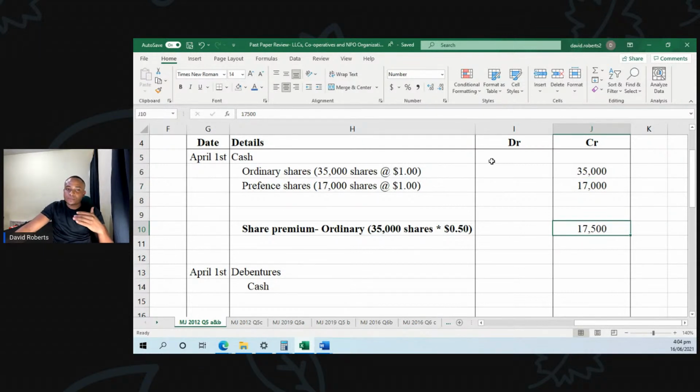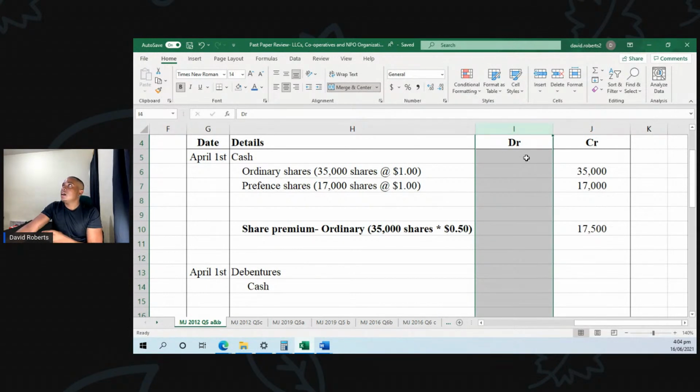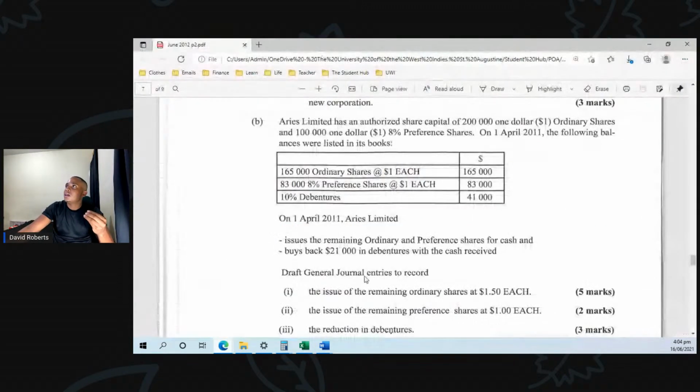So what you need to do now: if there is a credit entry, we must always have a debit entry. When entering the shares, you can just add up all the credit entries for the shares, and that will be the debit entry of cash. And where do we get that information? It comes from here. It says issue the remaining ordinary and preference shares for cash. And then after, they buy back the 21,000 debentures, but let's go and enter the cash first.